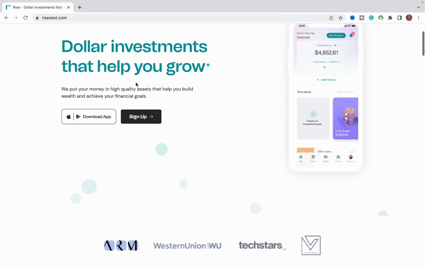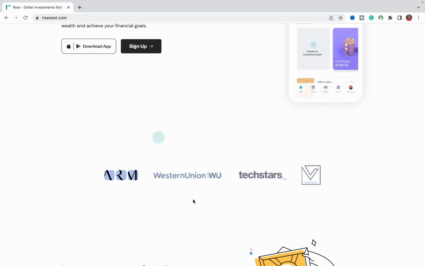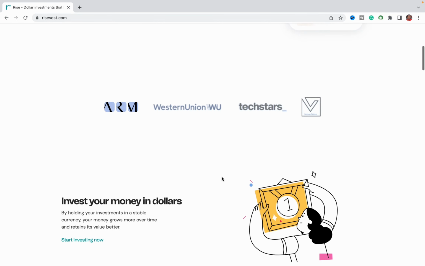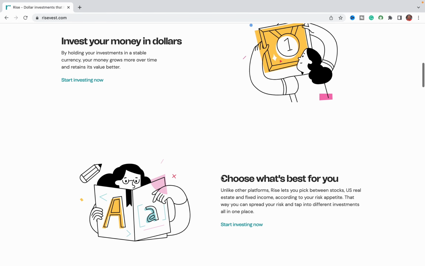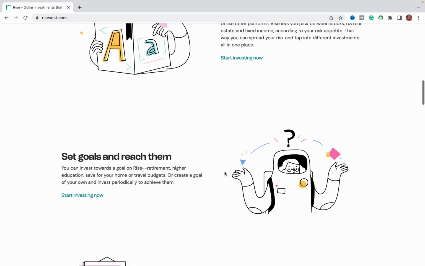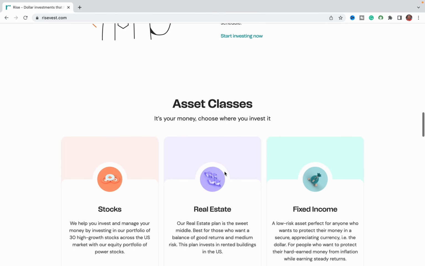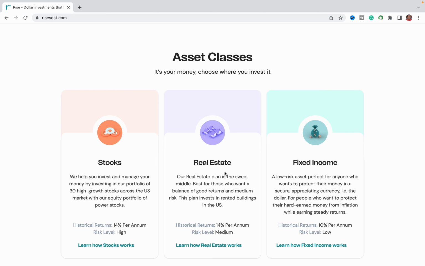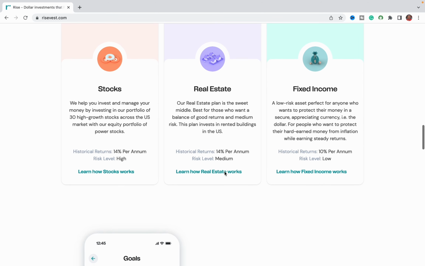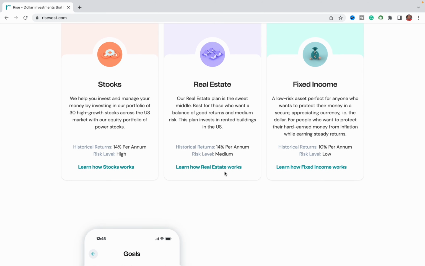Basically, whenever you come onto a new app, I would always advise you to go through their website, check out their questions, and try to understand what these people are about, what they are doing, and who is running the business. Now you can see that they have different asset classes, from stocks to real estate to fixed income. They say the stock is high risk. Of course, everyone knows that stock is high risk. Then their real estate is medium risk, and their fixed income is low risk.